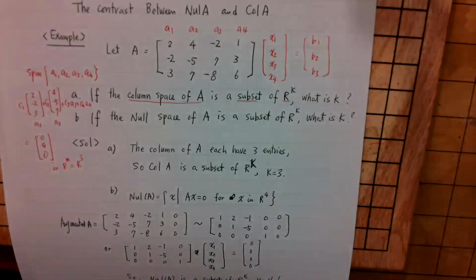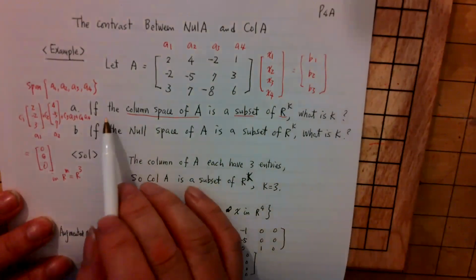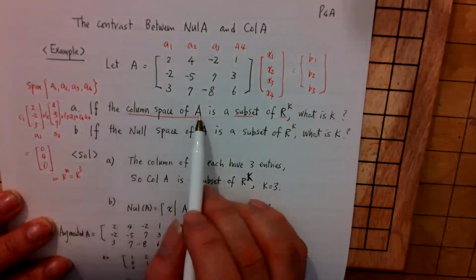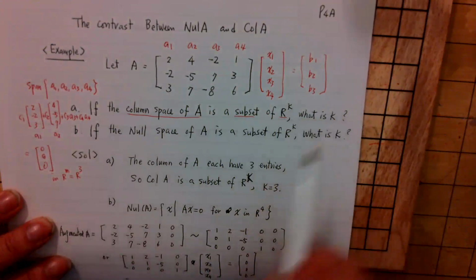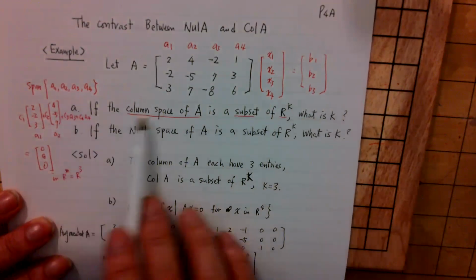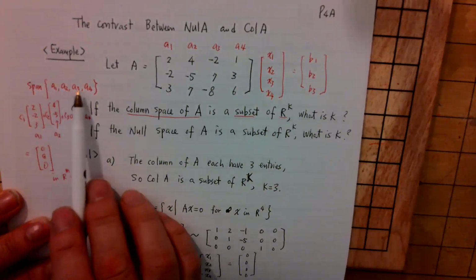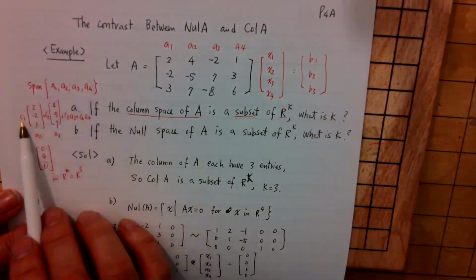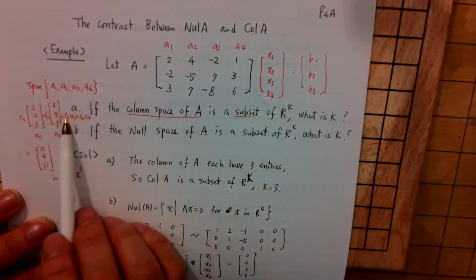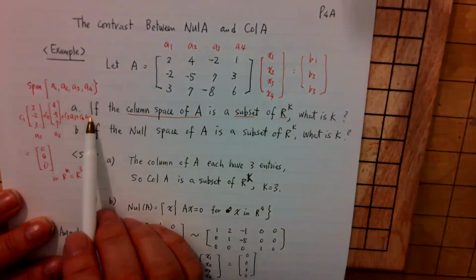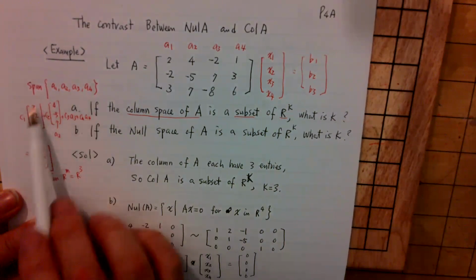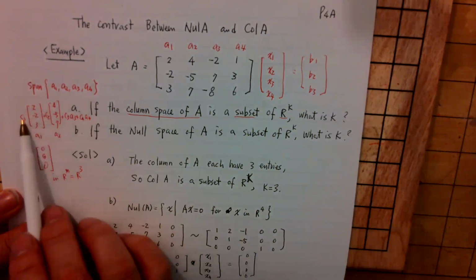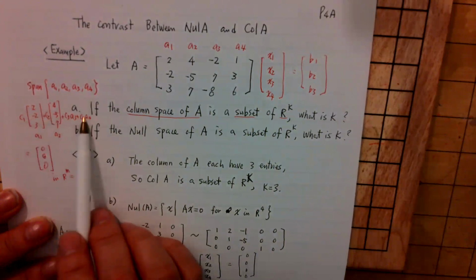Okay, look here. The column space of A is a subset of what? R^k. What is k? Look here. The column space is spanned by what? A1, A2, A3, A4. So it's c1 A1, c2 A2, c3 A3, c4 A4. Each column vector is in R3, and we take linear combinations with c1, c2, c3, c4.